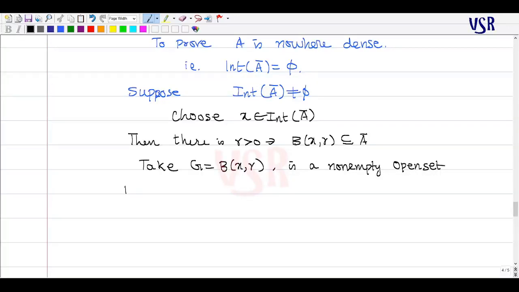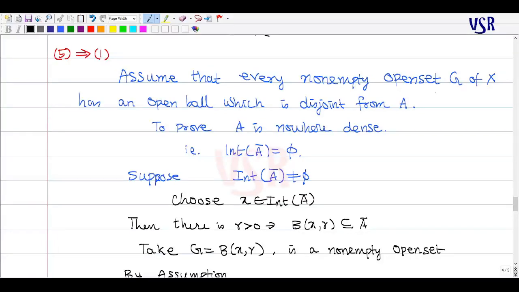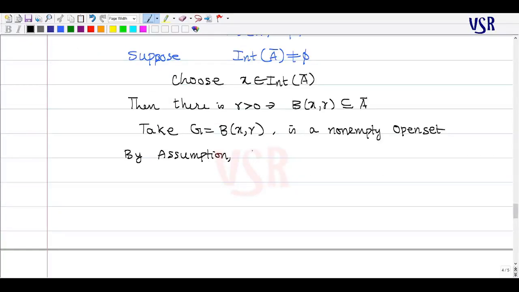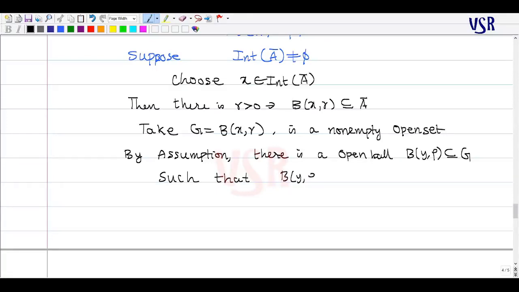By assumption, என்ன சொல்லுது அப்படின்னா பாருங்க, every non-empty open set has an open ball which is disjoint from A. அப்படின்னா there is an open ball, ball with the center y radius rho, which is a subset of G such that ball with the center y radius rho intersection with capital A is equal to empty. இப்படி by assumption எனக்கு ஒரு open ball கிடைக்கும்.